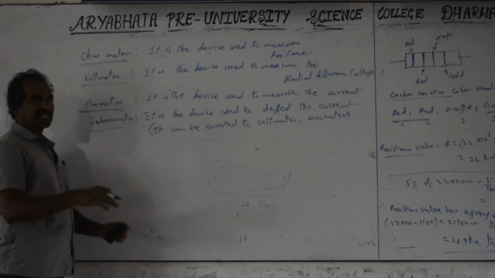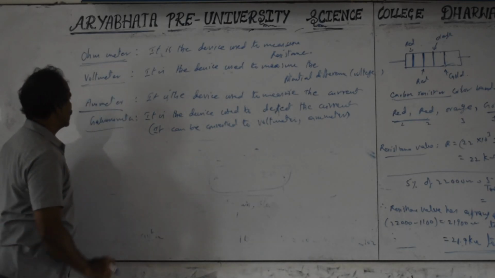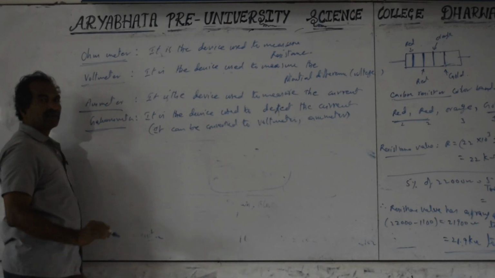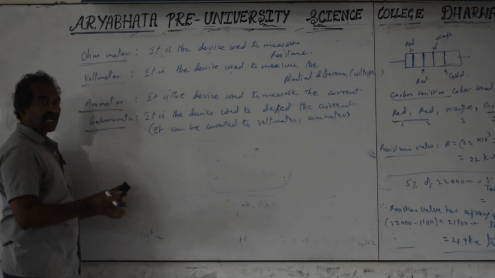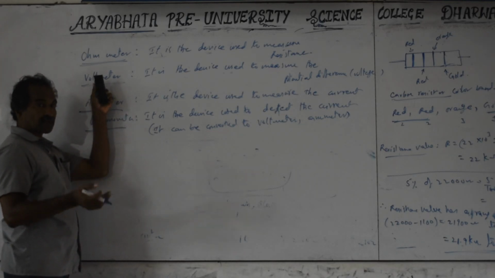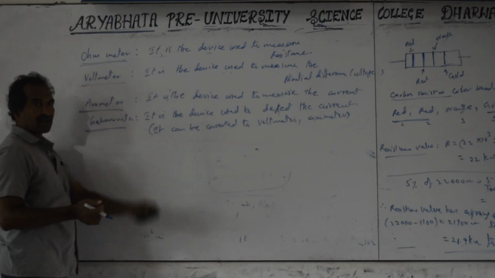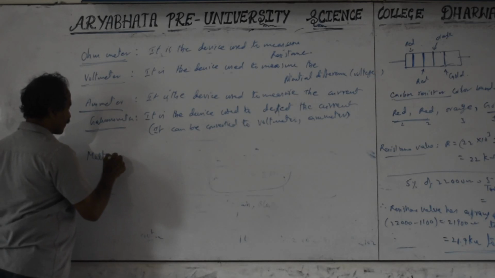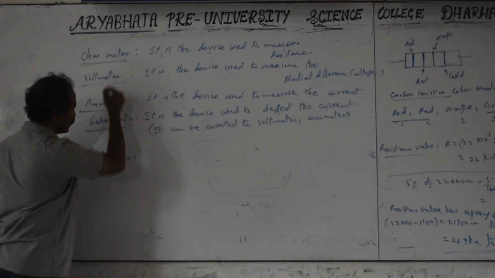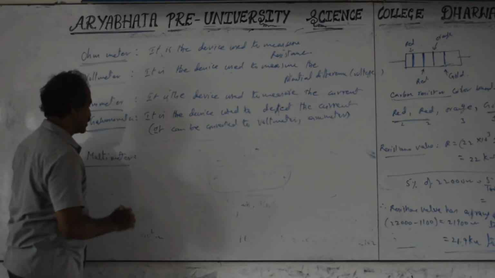Okay, in the AC there is a separate device. Next is galvanometer. Galvanometer is a device which is used to check whether current is there in the circuit, and it can also be converted into a voltmeter to measure the potential difference, or into an ammeter also. Next we have is multimeter. We don't use these nowadays, we are using the multimeter.